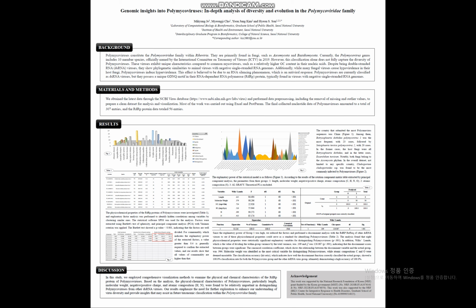Then we cleaned the data, removing any missing values and outliers to ensure smooth analysis and visualization. This gave us a master data set ready for analysis. We used Excel and ProtParam as our main tools. In total, we collected data for 307 polymycovirus nucleotides and 56 RdRp proteins.